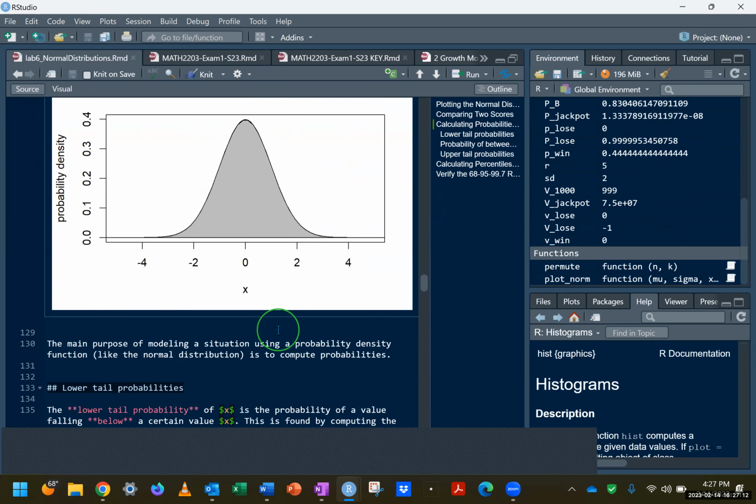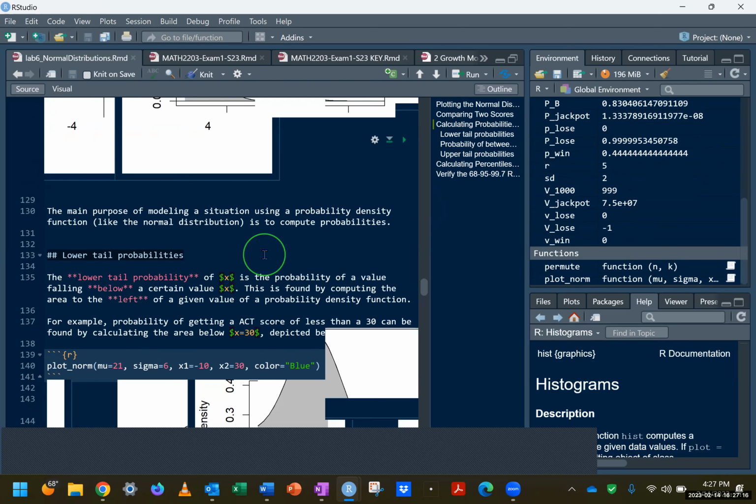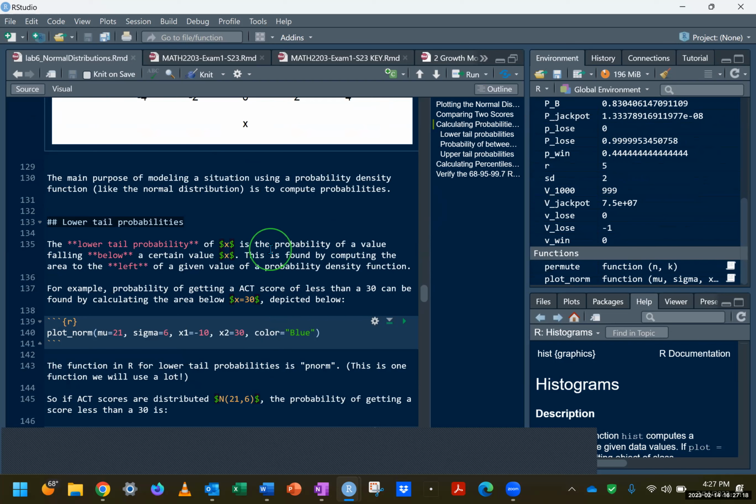So the main reason we want to consider these distributions is so we can calculate probabilities of different events occurring. The first kind of probability we're going to calculate is called the lower tail probability. It's the area below a certain value. And so this is why the pictures are so useful.